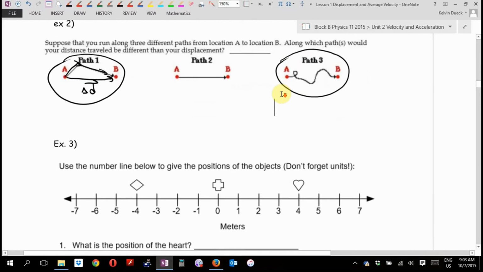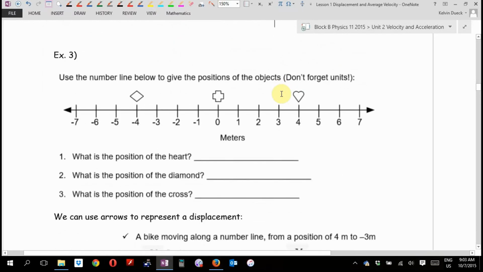Lots of vocabulary-ish stuff. Example 3. It says, use the number line below to give the positions of the objects. Don't forget units. So what's the position of the heart? If you were trying to describe the heart, how could you describe that? Don't overcomplicate it. 4 what? Units. 4 meters. I'm not going to write the positive. I'll assume it's positive if you don't put a plus sign in front of it.